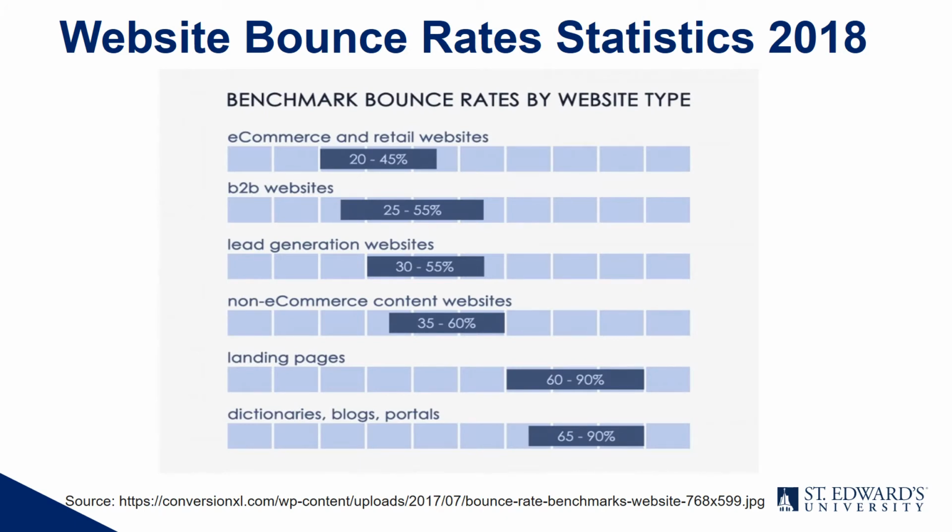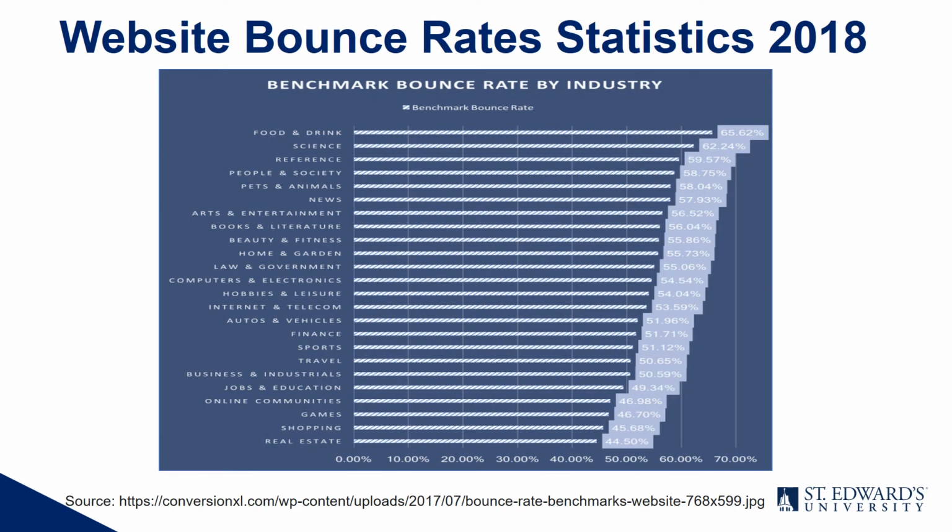Some more industry benchmarks around bounce rate. I shared this before, but while we're on the topic: e-commerce and retail sites between 20 and 45, B2B 25 to 55, and other sites down below. We talked about this the other week, but I just want to share it one more time. How does your industry compare to these? And now, an even deeper dive by industry. I want to take it a step further and talk about very specific types of industries out there, and where they stack up.